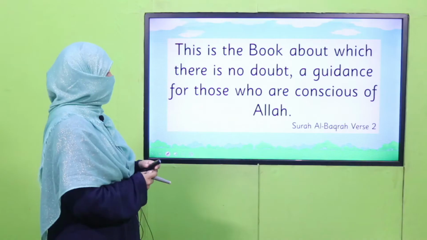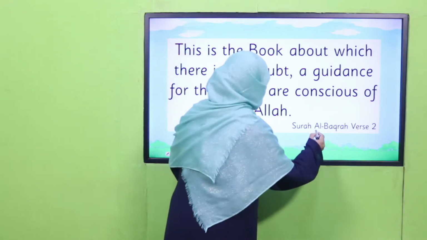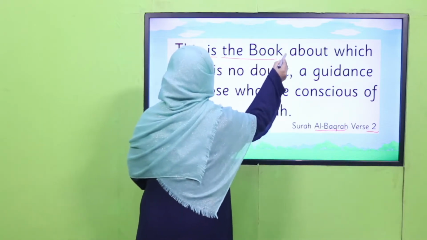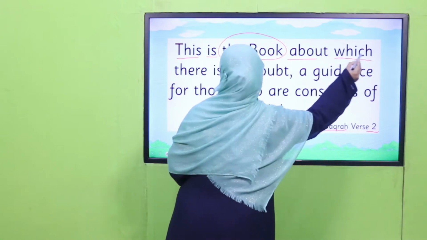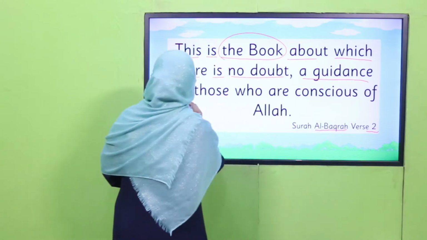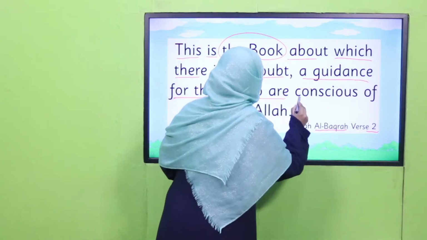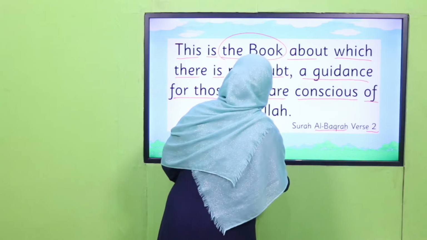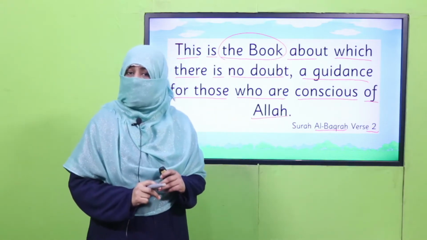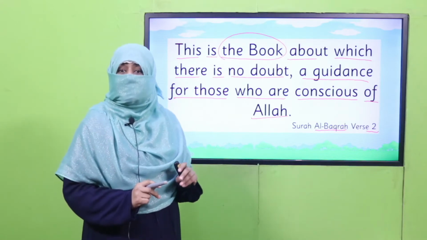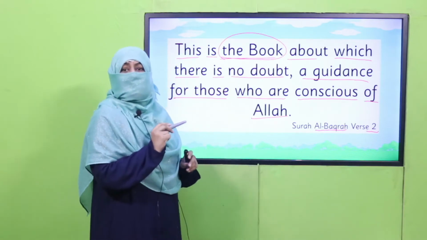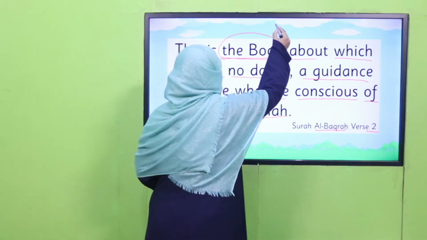Let's start with the name of Allah subhanahu wa ta'ala. Allah says in Surah Al-Baqarah, verse 2, this is the book about which there is no doubt, a guidance for those who are conscious of Allah. Yes, my dear children, Allah subhanahu wa ta'ala is mentioning this is the book. What does the book mean? The book refers to the Quran.